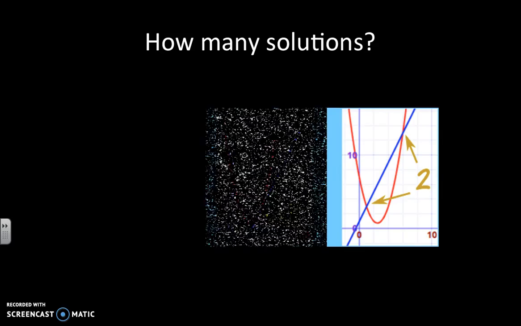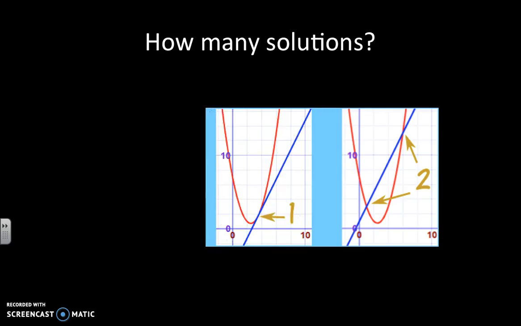A little less common, it is possible to have one point of intersection where the line just kind of grazes one point on the side of the parabola. The line is called tangent to the parabola. So it's only touching it once. And tangent is just the fancy word we use to describe that it's only touching the curve once.